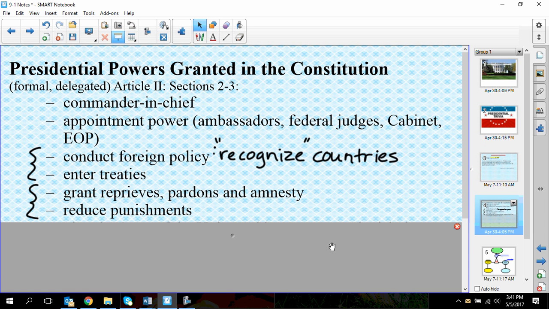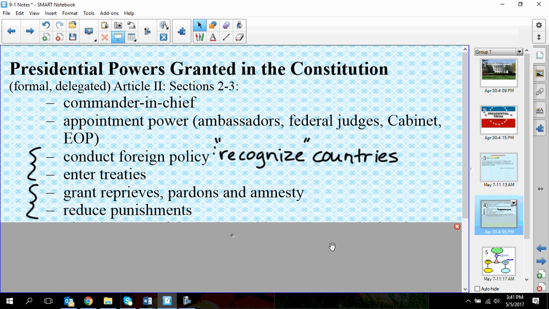A pardon oftentimes is seen as, we don't think you did it, and we're going to completely forgive you of all things. An amnesty is a group pardon. For example, I think it was President Clinton that pardoned all of the Vietnam draft dodgers who ran to Canada rather than to fight in the Vietnam War. By pardoning them, he allowed them to return to the United States without punishment.